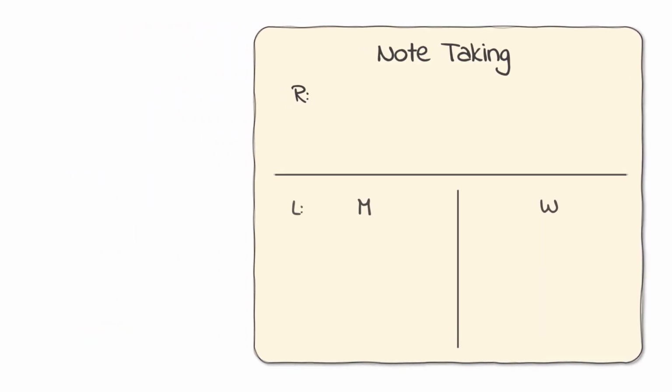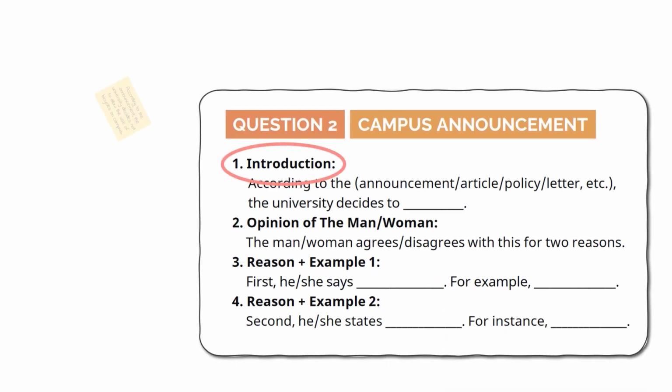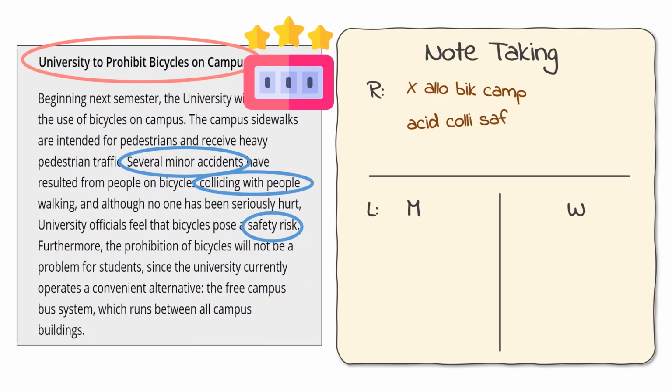Let me show you how to take notes now. In reading, check out the title and the first sentence first. It's the main idea. Write it down in short. You can finish the first sentence of the template. If you want to get a higher score, find more details from the reading. Keep skimming. You will find keywords like accidents, colliding, safety risk.